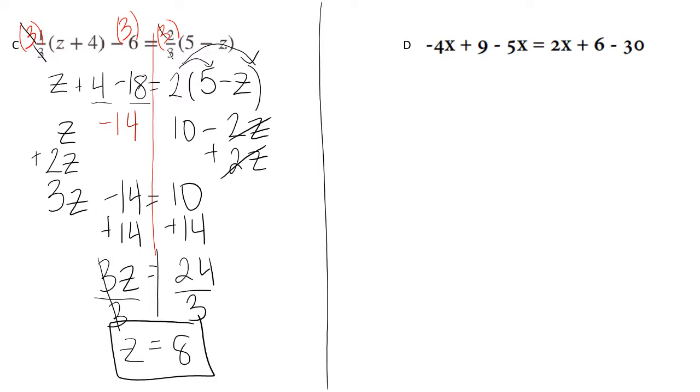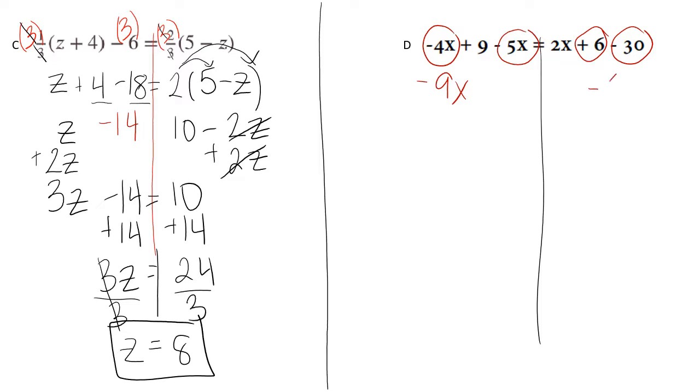Okay, I'm going to go ahead and solve D. All right, I'm going to start with like terms on the left side. I have negative 4x and negative 5x, which gives me negative 9x. Okay, my like terms on the right side are positive 6 and negative 30, which gives me negative 24. I'm going to bring everything down to the next line.